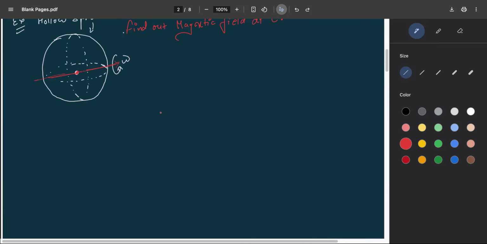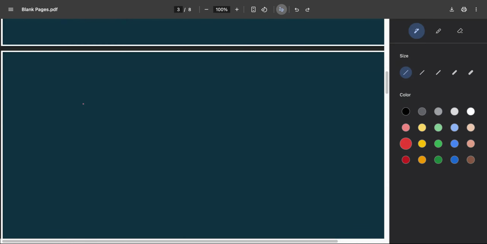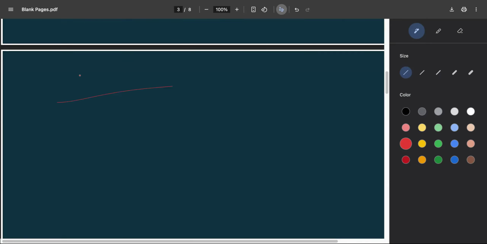Now, instead of this problem, if I ask you, can you calculate magnetic field due to this ring? This ring, it is rotating about this axis with omega. Can you calculate magnetic field at this point at some distance x?